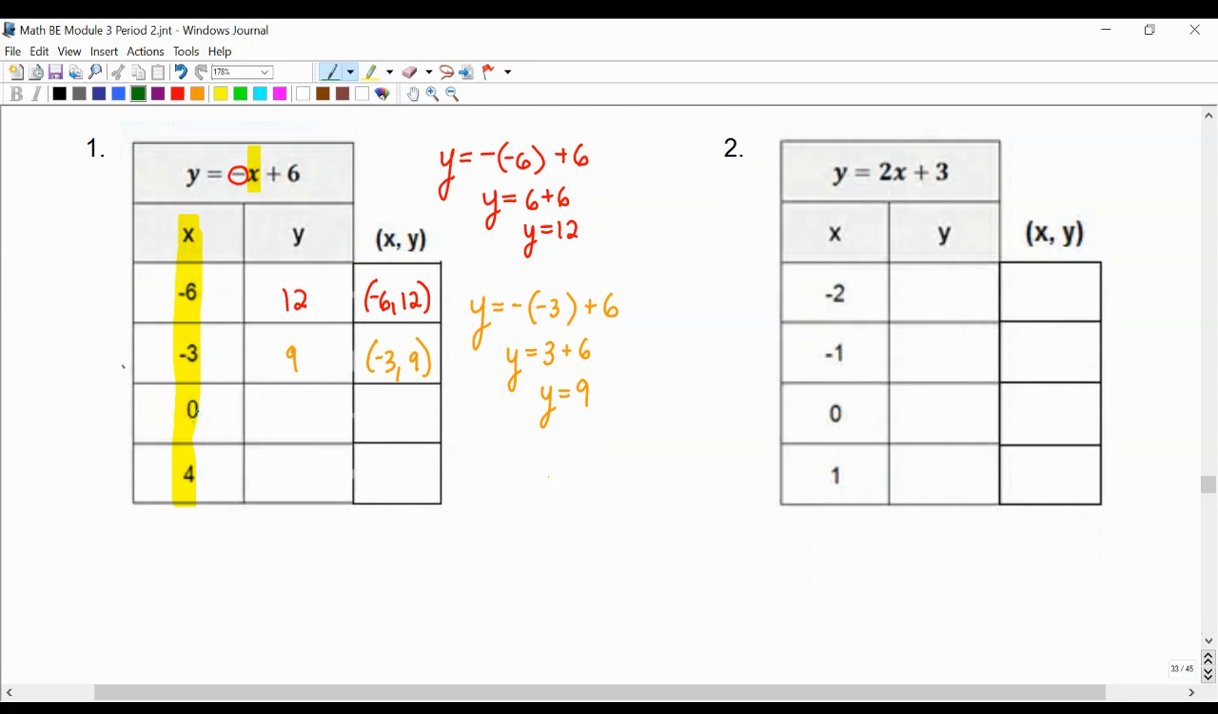Next, I'm going to plug in 0. Well, there isn't a negative 0, so I'm just going to have 0 plus 6, which is 6.